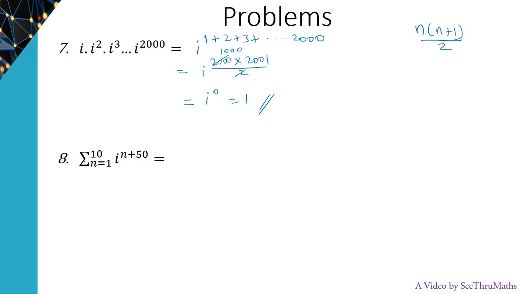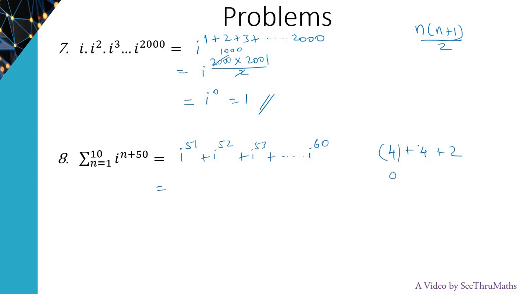Next, again a summation: summation n equal to 0 to 10 of i power n plus 50. That means I will substitute the values. The first term is i power 51 plus i power 52 plus i power 53 plus etcetera up to i power 60. The same logic: I club these into groups of 4 terms. There are 10 terms here, so I will club them as 4 plus 4 plus 2.